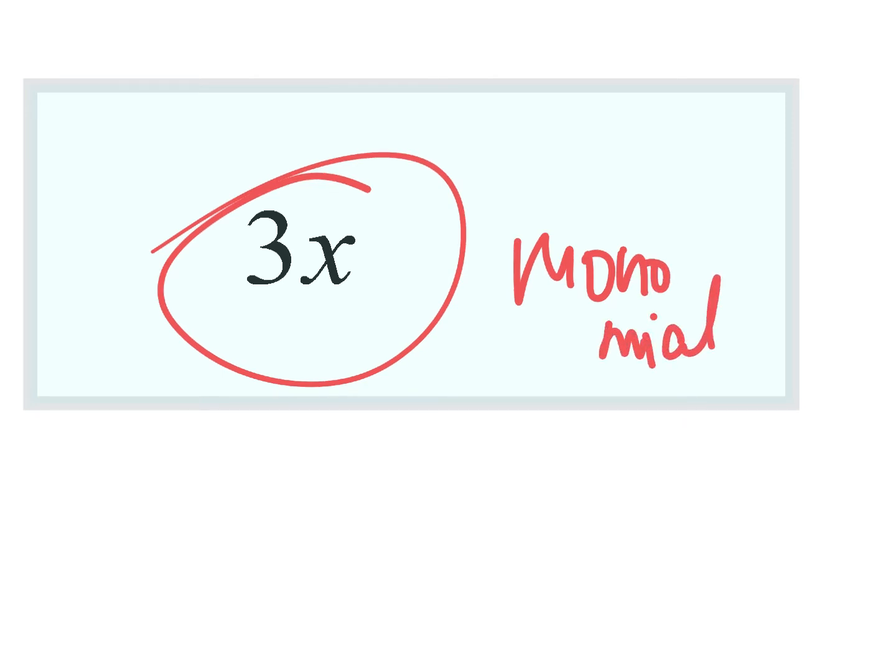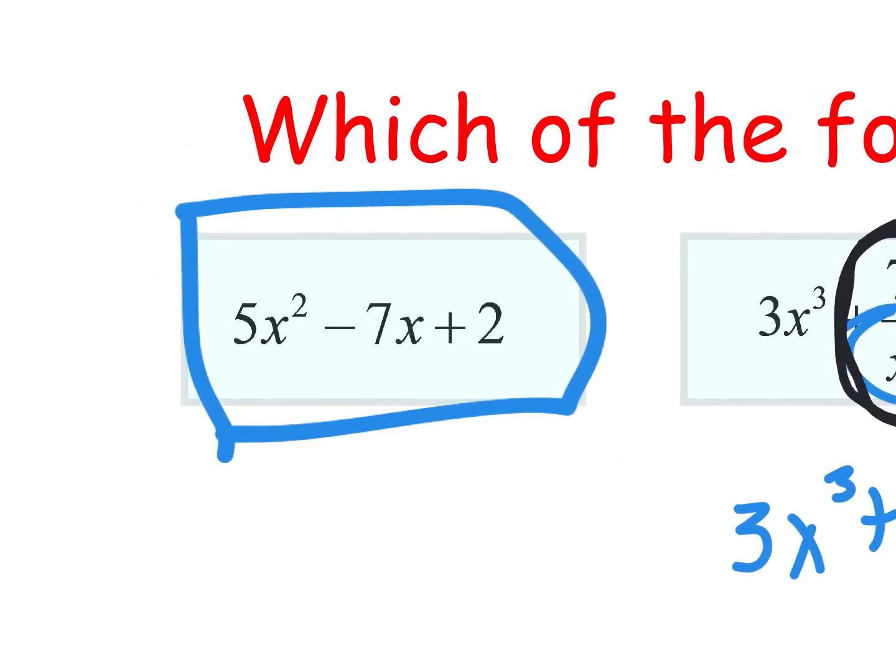So it's fine. It's a part of the polynomial family. Even though it's only got one term, it's still considered a polynomial. Was the first one a polynomial? Yes, the first one was the only one that was a polynomial because its powers were nice whole numbers. If you got whole number powers, then you're a polynomial.